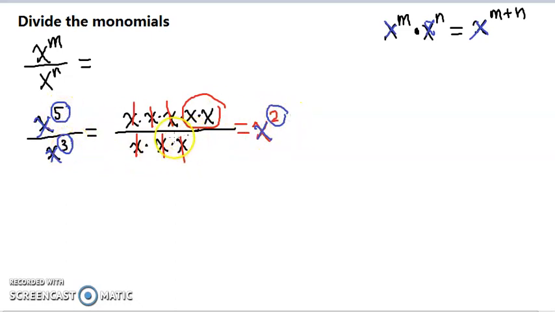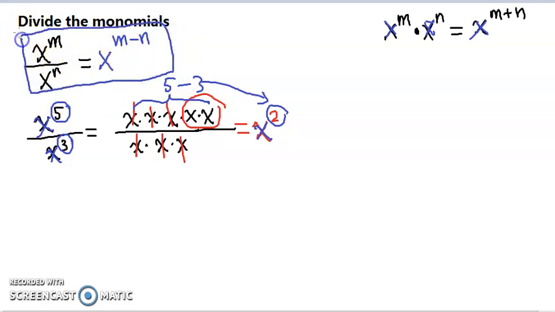And when you think about it, it makes sense because we cross out 3 copies of x from 5 copies of x. Originally we had 5 copies, and because we cross out 3 of them, we subtract 3. That gives us 2 copies. So the formula we have is we keep the base and we subtract the exponents. It's top exponent minus the bottom exponent. This is the new formula that we have to memorize today.